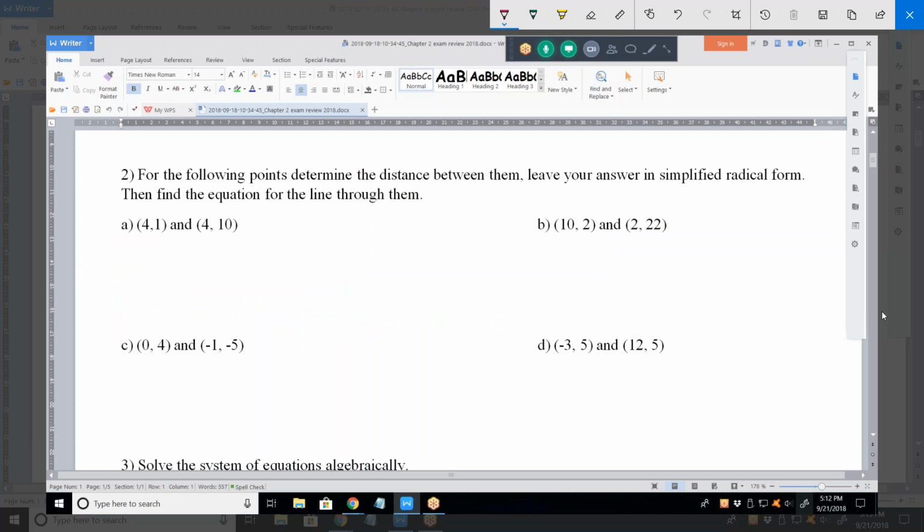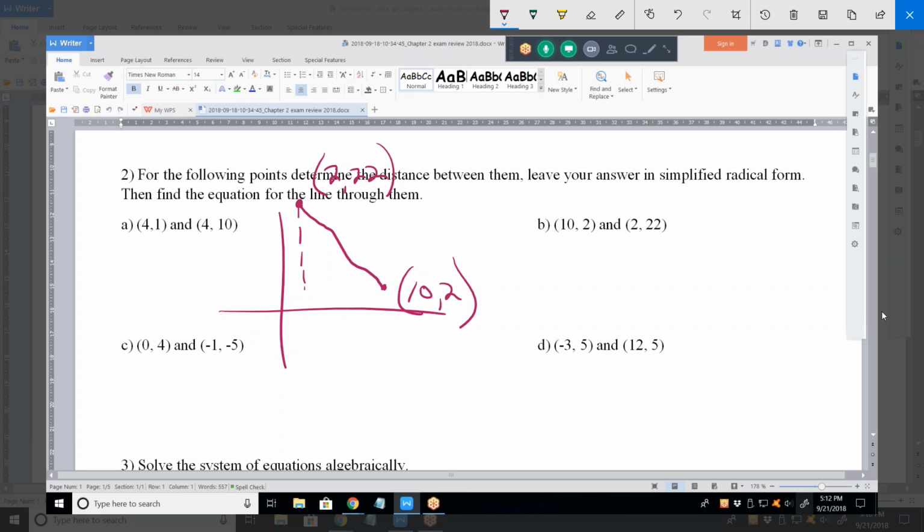distance formula. Now, the way to remember the distance formula, you graph these 2 points. (10, 2), it's about there. (2, 22), I'm going to put right there. Okay, I'll go ahead and label them. (2, 22) and (10, 2). Notice what that line almost always is: it's the hypotenuse of a right triangle that I could draw in there. And so the distance formula is the Pythagorean theorem.